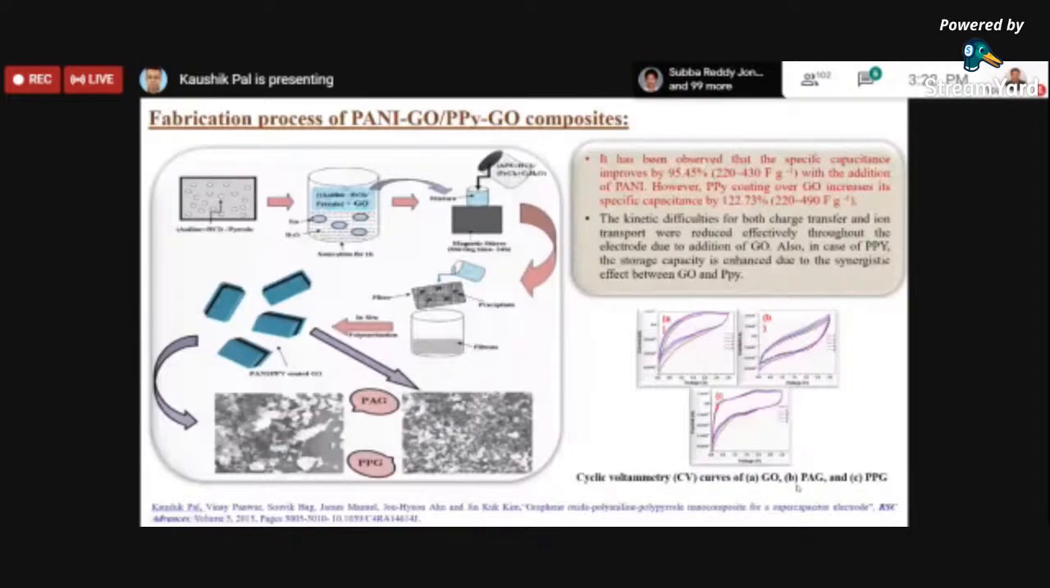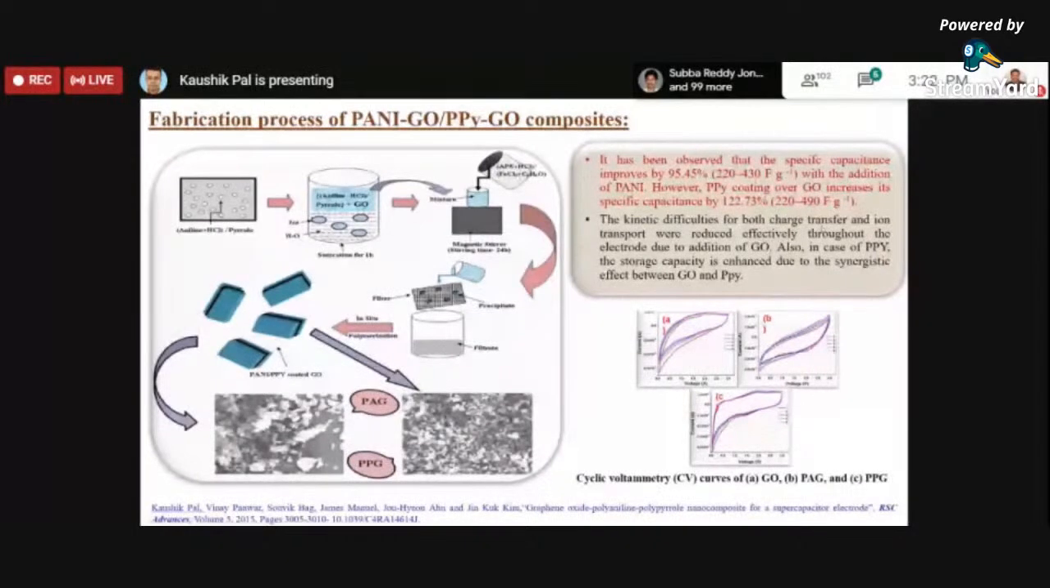The kinetic difficulties for both charge transfer and ion transport were reduced effectively throughout the electrode due to the addition of GO. In the case of PPY, the storage capacity is enhanced due to the synergistic effect between the GO and the polypyrrole. So this is the cyclic voltammetry of the GO, PGO meaning polyaniline graphene oxide, and the polypyrrole graphene oxide.